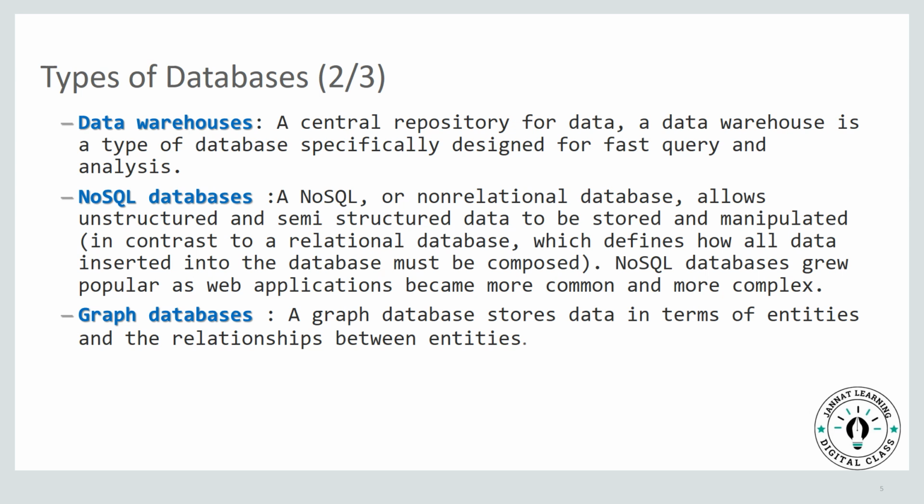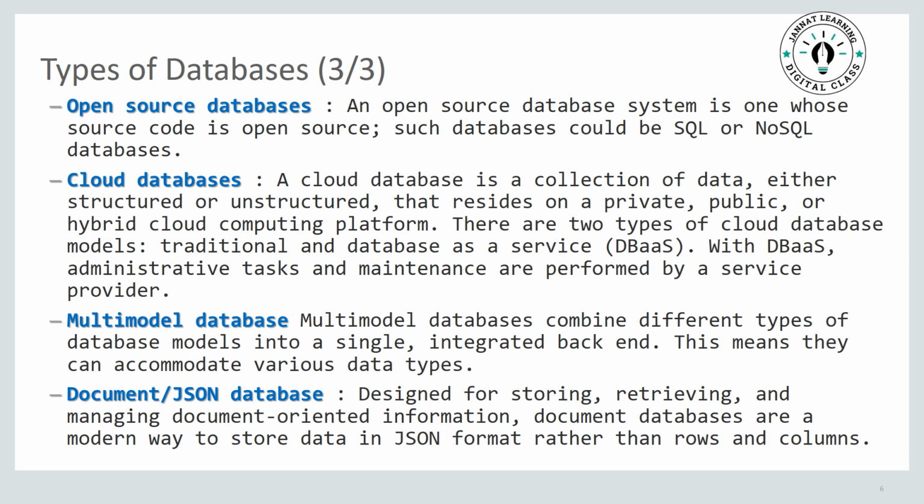NoSQL databases grew popular as web applications became more common and more complex. Graph databases. A graph database stores data in terms of entities and the relationships between entities. Open source databases. An open source database system is one whose source code is open source. Such databases could be SQL or NoSQL databases.